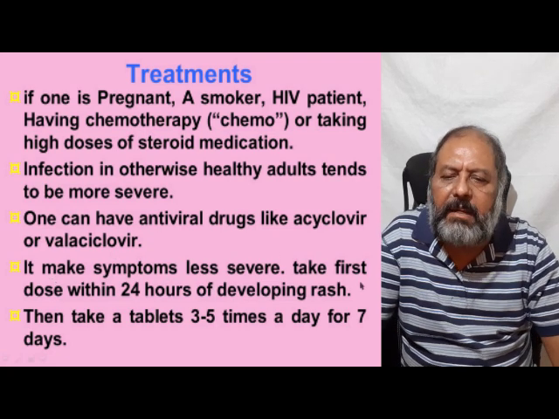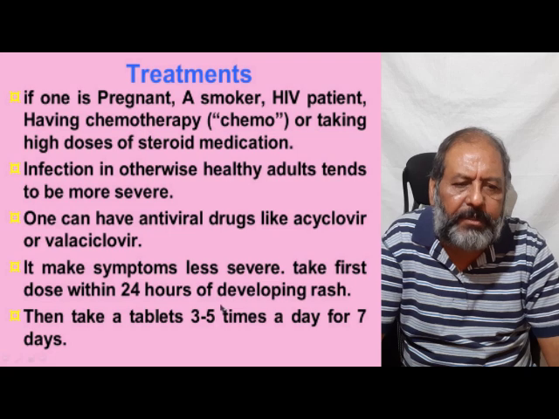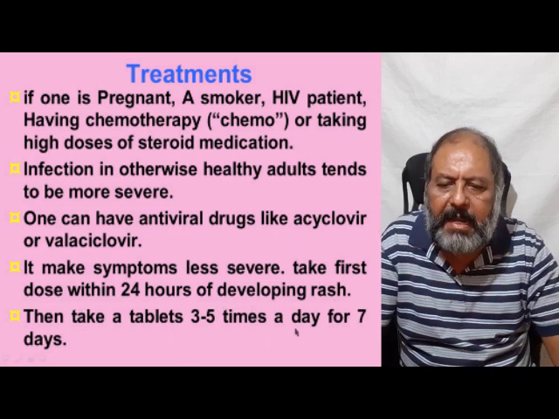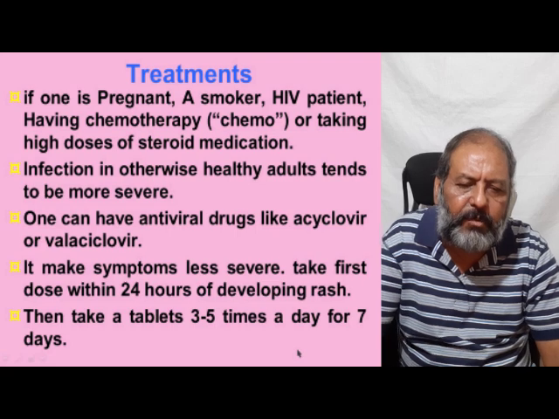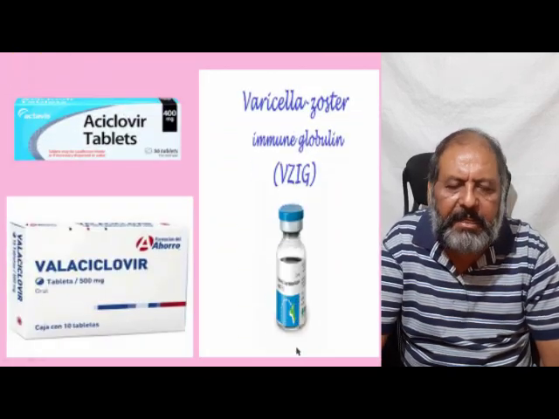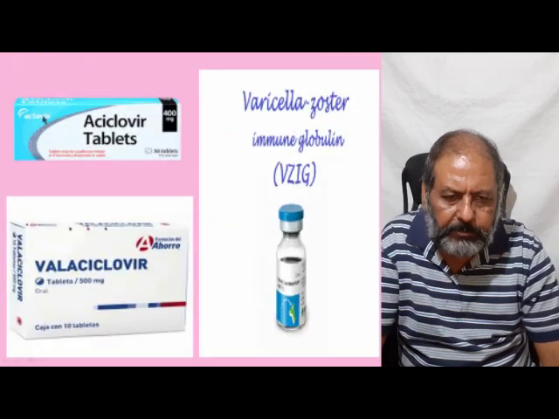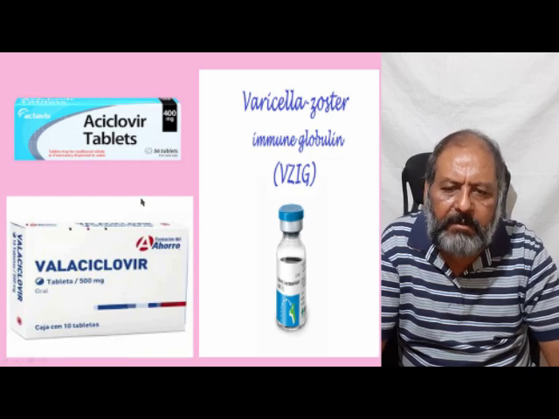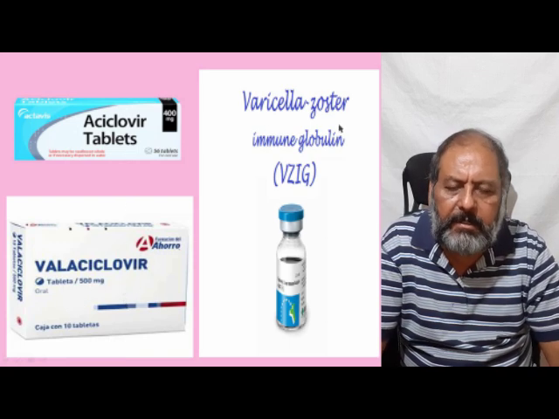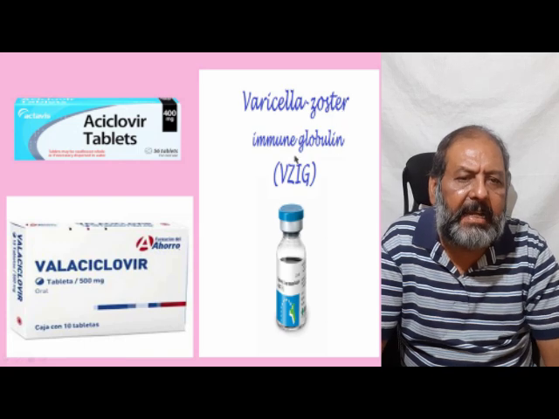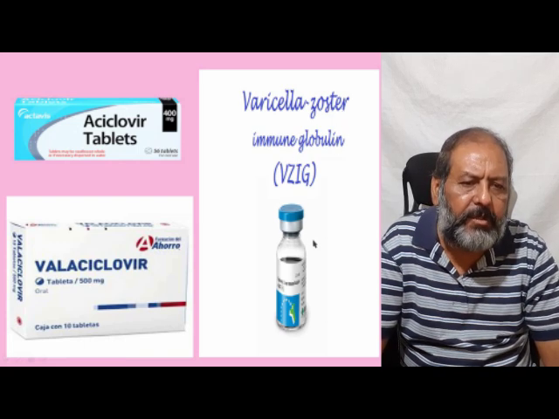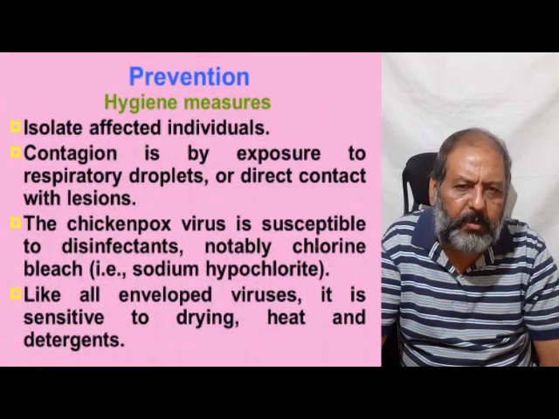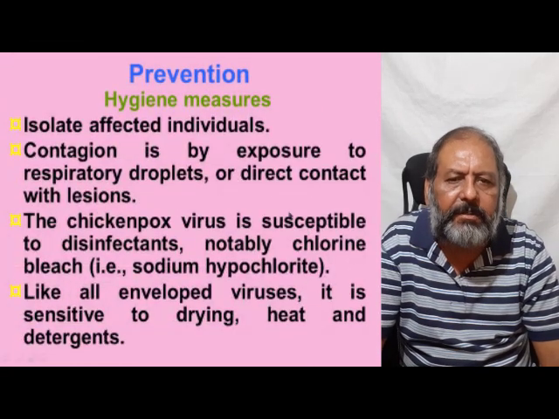The antiviral makes the symptoms less severe. Take the first dose within 24 hours of developing rash, then take a tablet 3 to 5 times a day for 7 days for the complete cure. One can have acyclovir or valacyclovir as oral medication, and the varicella zoster immunoglobulin is given to prevent the spread of infection.